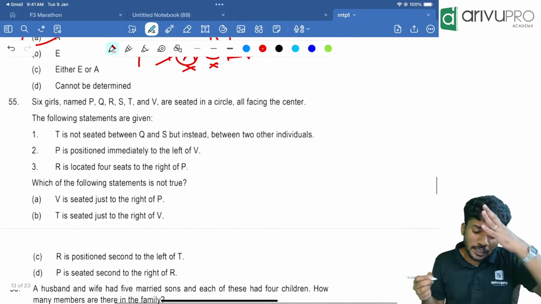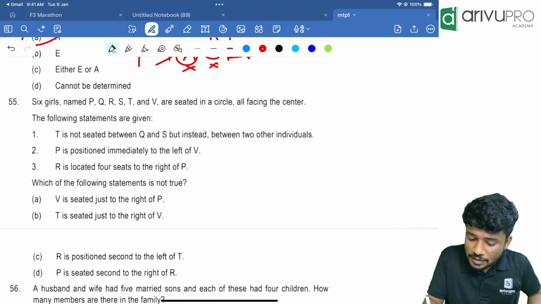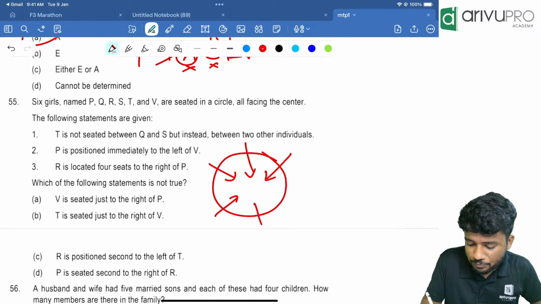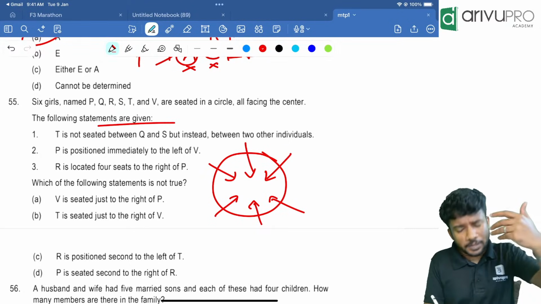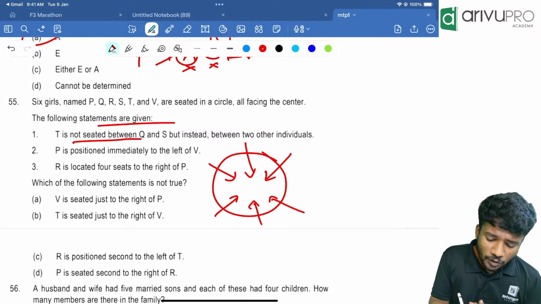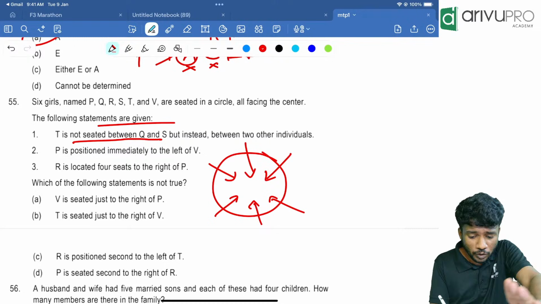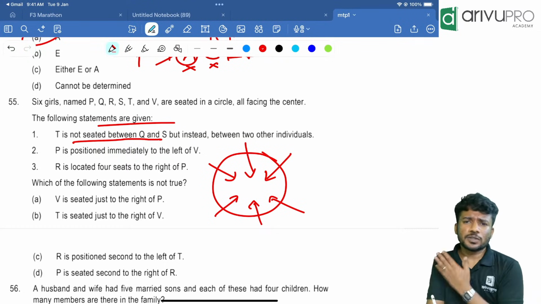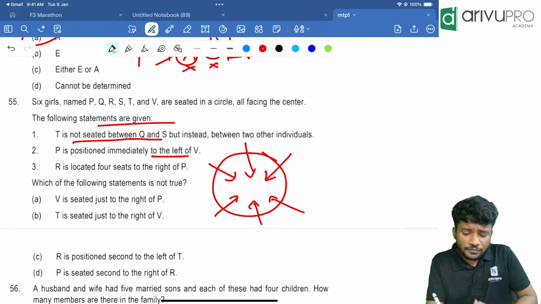Now the next one. Six girls named P, Q, R, S, T, V are seated in a circle. So six people are sitting around a circle or table. Okay, this is the way we will draw. Next one. The following statements are given. T is not seated between Q and S. So T is not sitting between Q and S. Instead, between two other individuals. Okay, good. P is positioned immediately to the left of V.